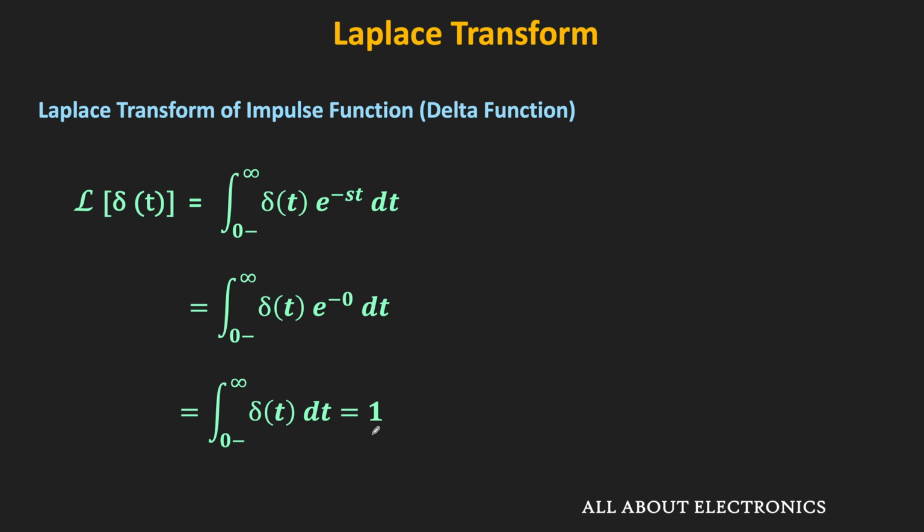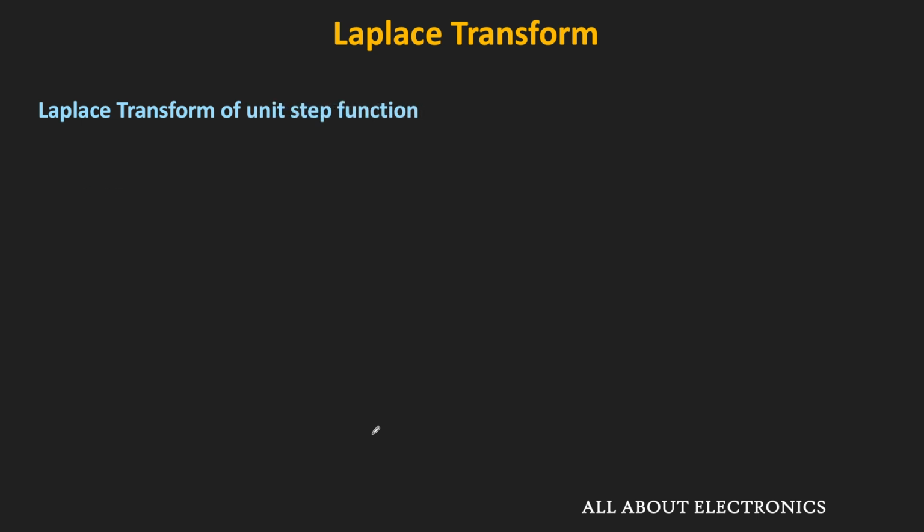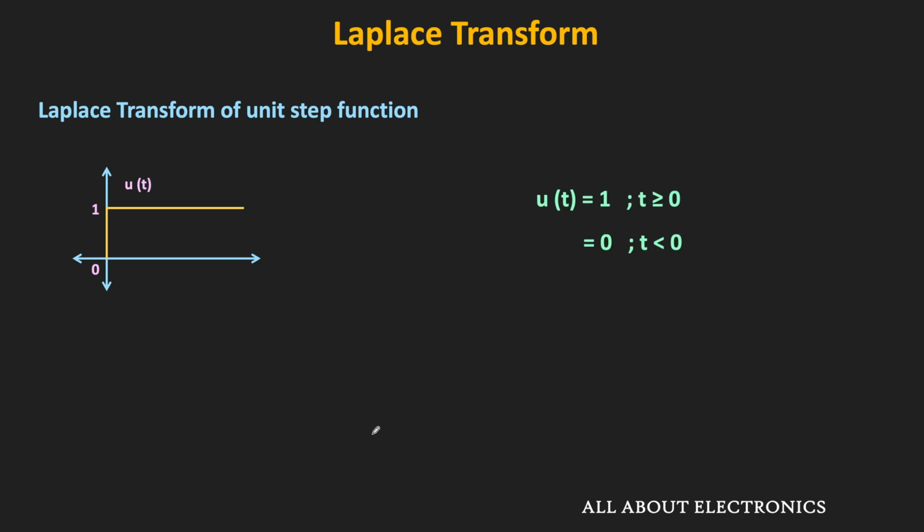So we can say that the Laplace transform of this impulse function is equal to 1. Similarly, now let us find the Laplace transform of the unit step function. This unit step function is usually represented using the symbol u(t). The value of this function is 1 for t greater than or equal to 0, and this function is 0 for t less than 0.